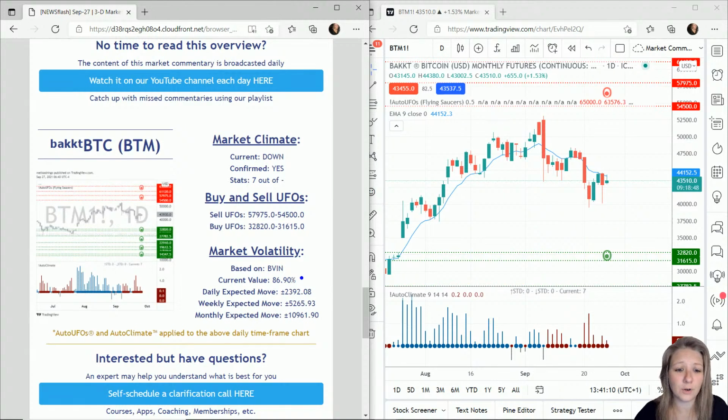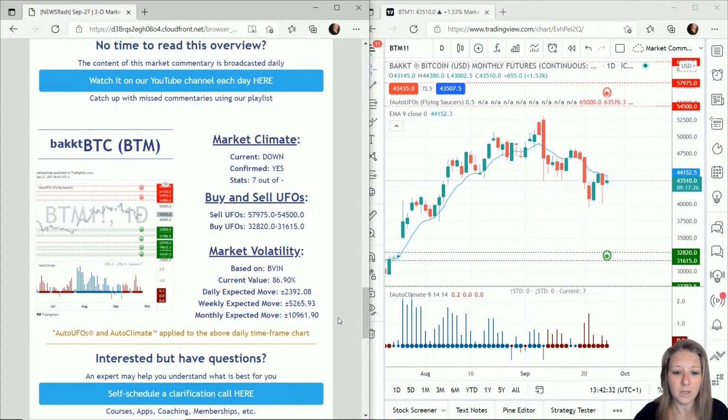In terms of volatility, it's the most volatile that we look at. In a year, we've got 86.9% movement expected up or down. So in a day, that's 2,392.08. In a week, it would be 5,265.93. And in a month, 10,961.9. So that tells us what we can expect in terms of movement up or down in those given periods of time.